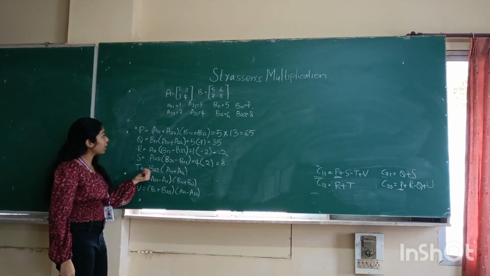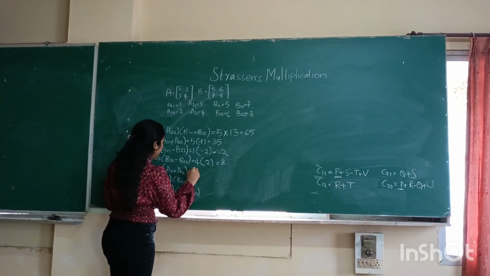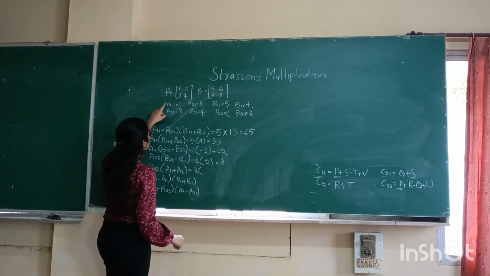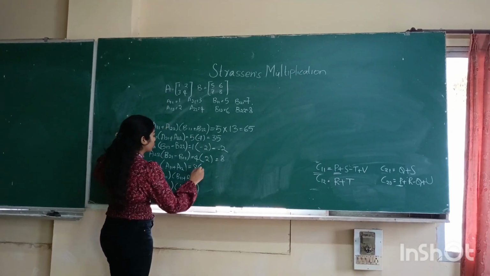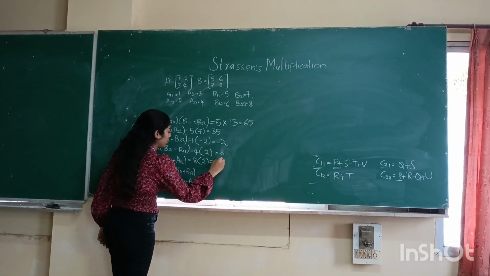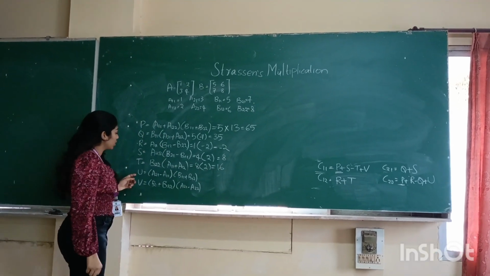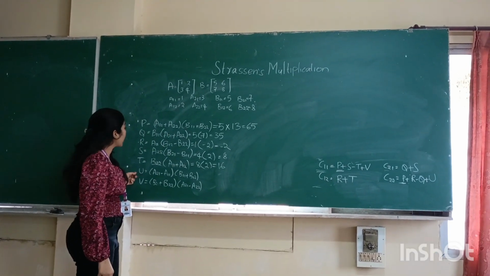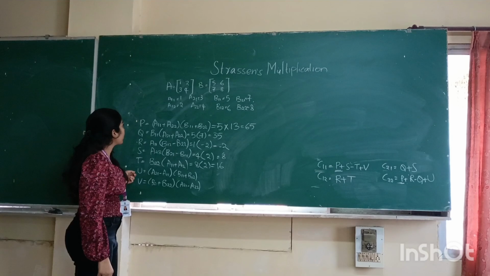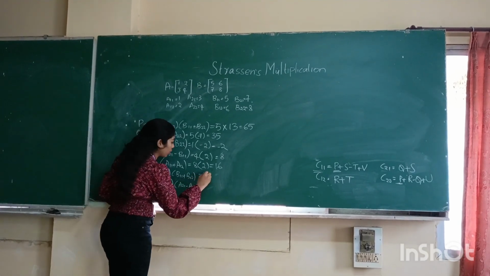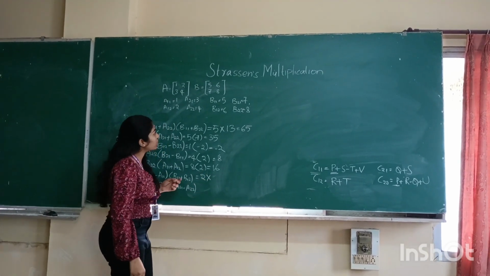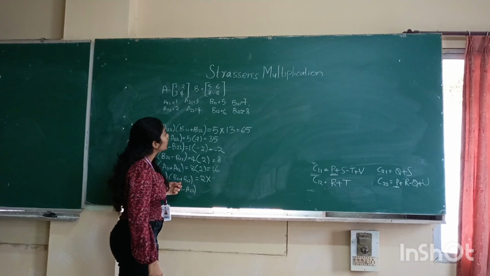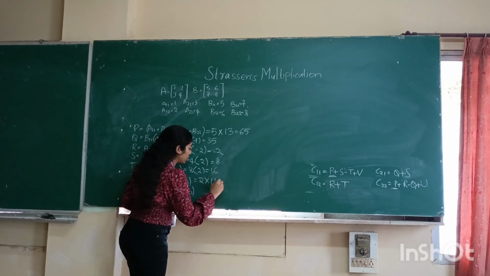Coming to T, B22. B22 is 8 into A11 plus A12. It is 2. So this will be 16. So coming to the value of U, A21 minus A11. It is 2 into B11 plus B12, which is 11. So this is 22.